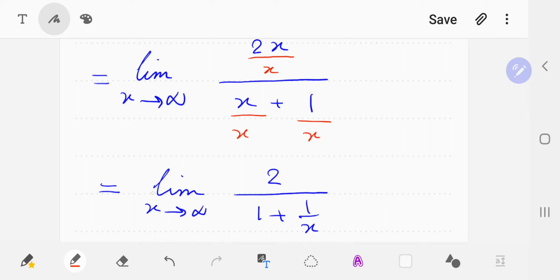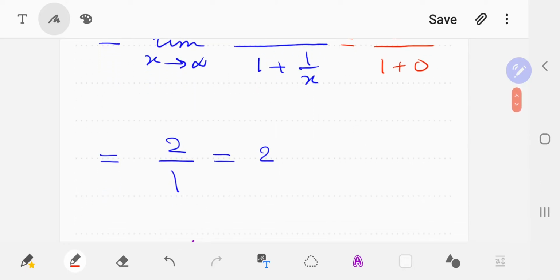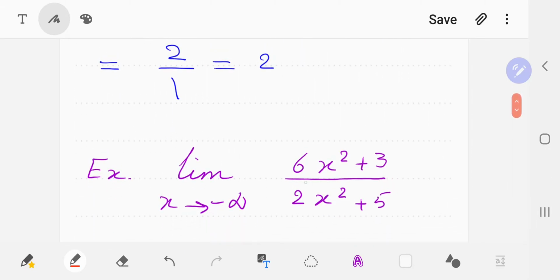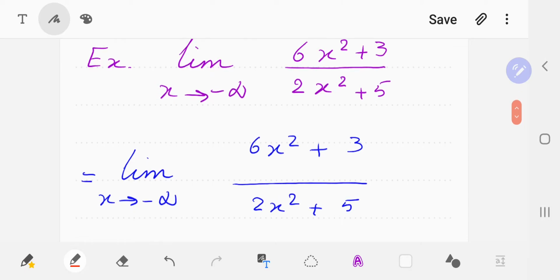Now, if you try to substitute infinity, you will get 2 over 1 plus a number over infinity, that's 0. So the answer is 2 over 1, which is equal to 2. Let's have a look at another example like this one. If we have the limit of 6x squared plus 3 over 2x squared plus 5 as x approaching negative infinity. As you notice here, the highest power is 2, so I'm going to divide each term by x squared.